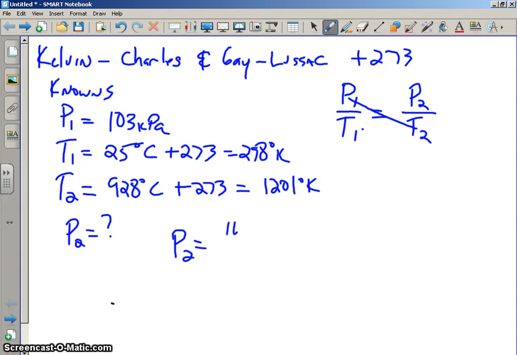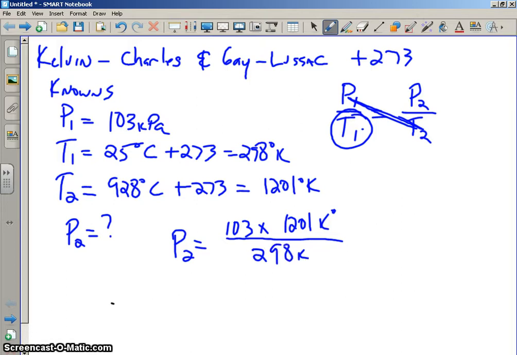multiplied by, so here's our cross reference, our cross right here, P1 times T2, right here. T2 would be 1,201 Kelvin, and divided by T1. T1 is 298 Kelvin. And when you multiply 103 times 1201 divided by 298, then you are going to get 415 kPa. And that's how we do that.